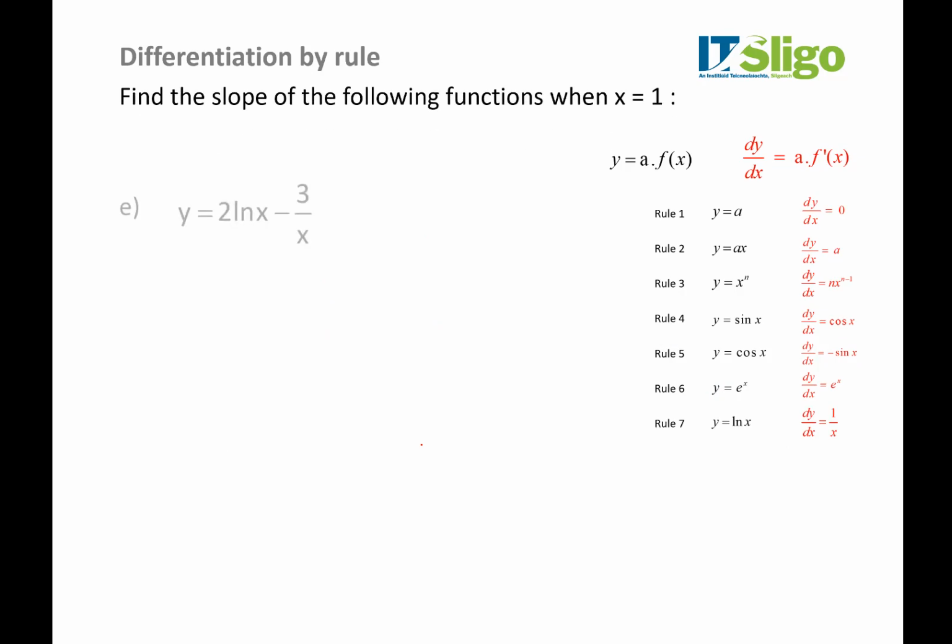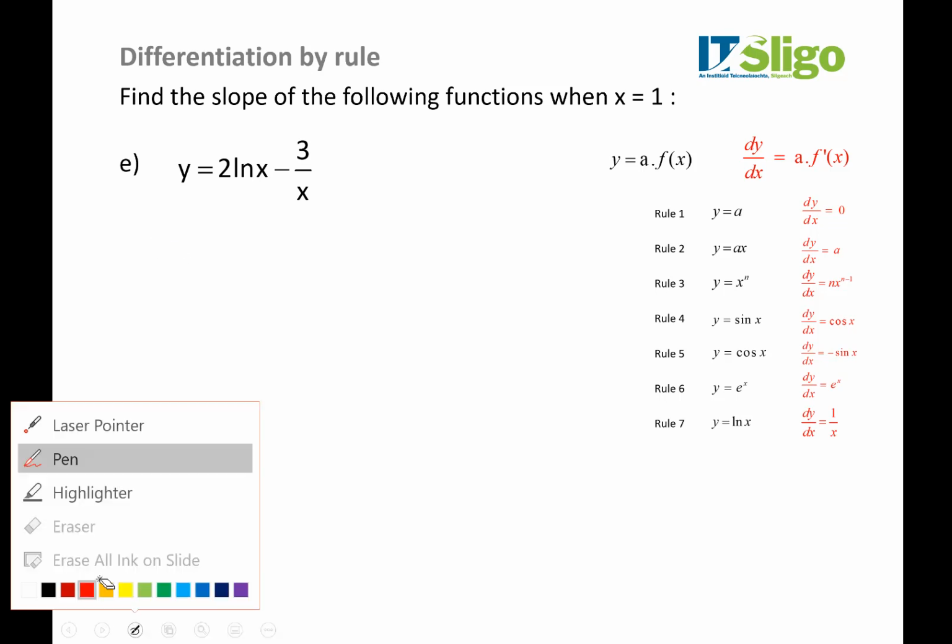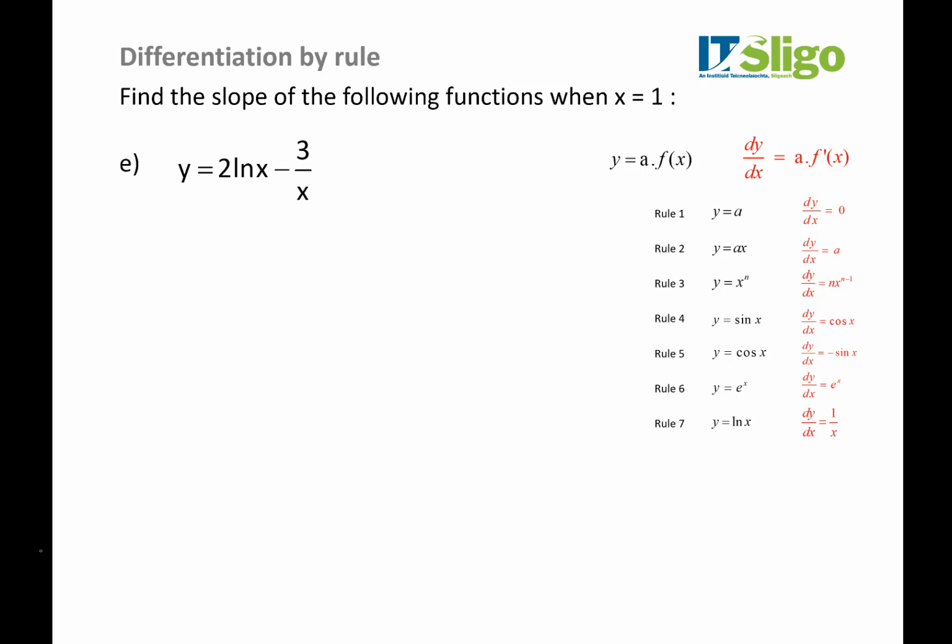And just a couple more. Now, this one's a little bit trickier, but nothing we haven't encountered. Sorry, I'll just rewrite it first in black, because I can see the rational term here. So this would be y is equal to 2 times the natural log of x minus 3 times x to the power of minus 1.